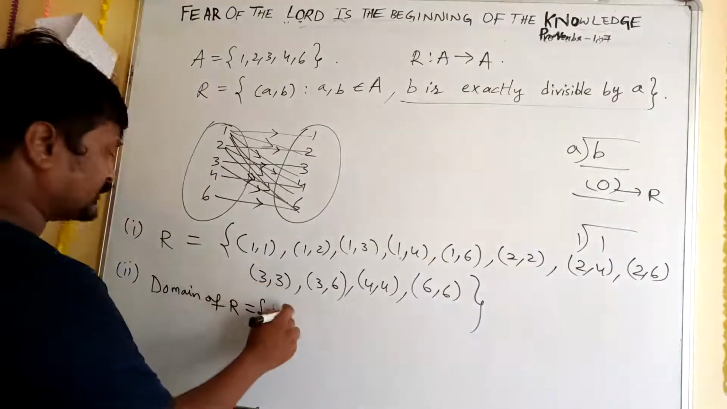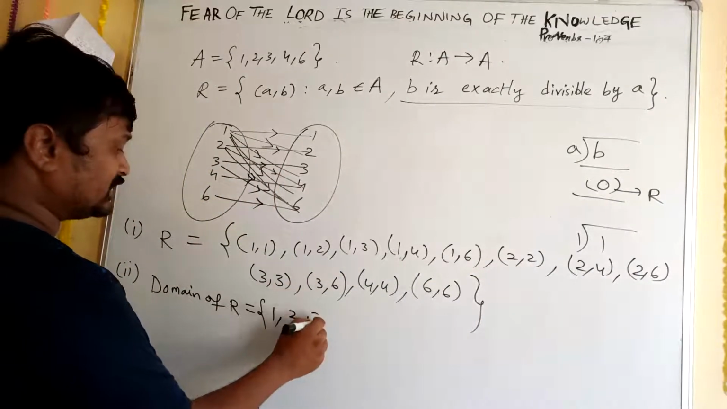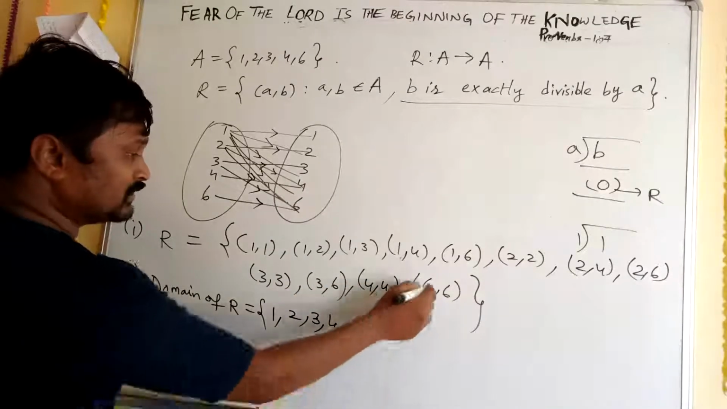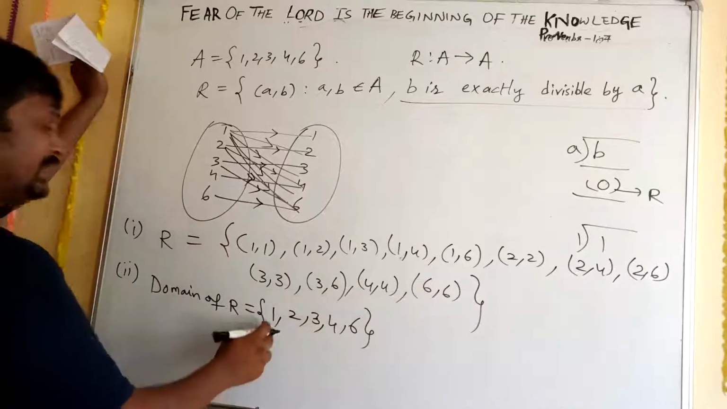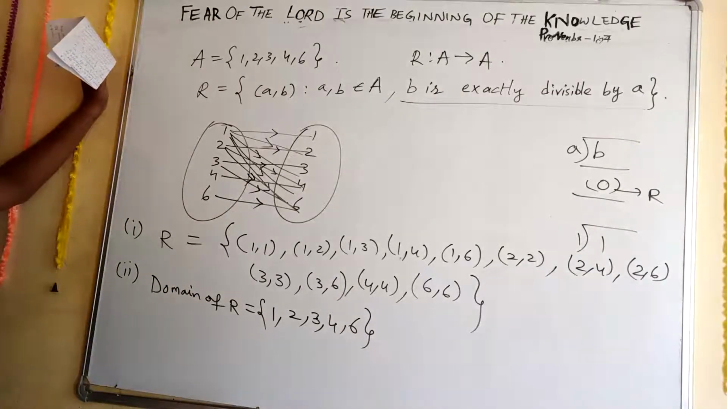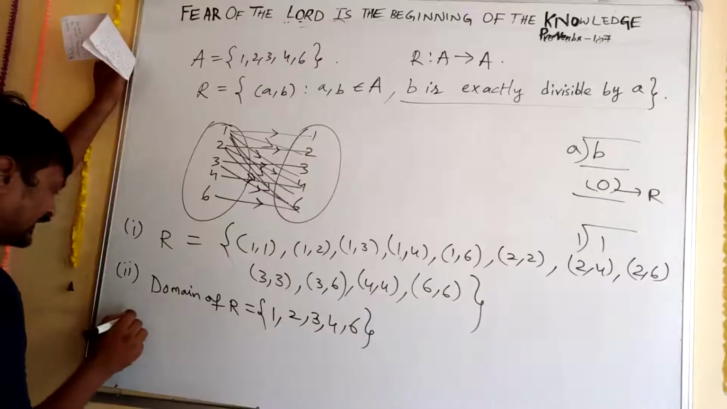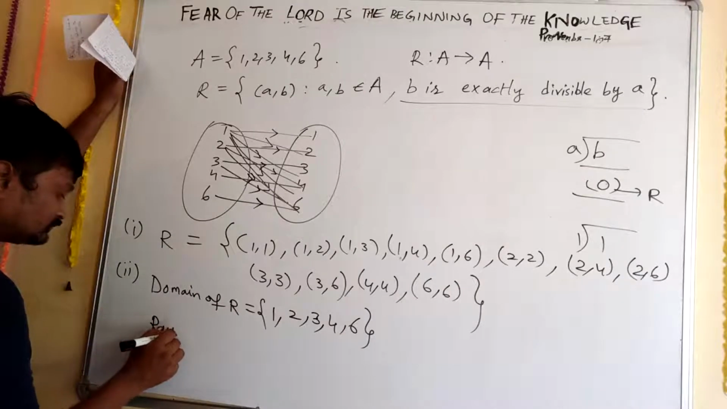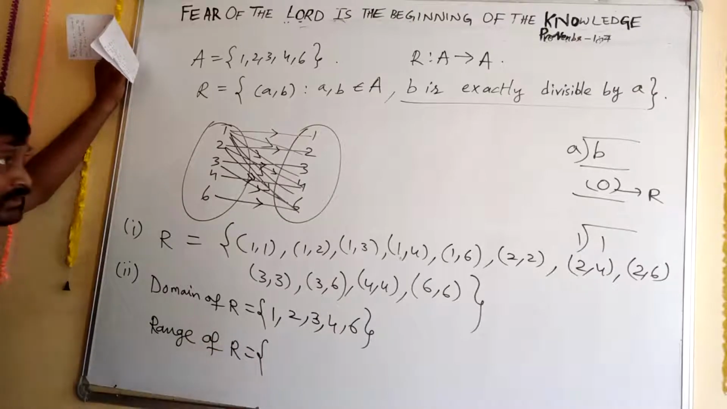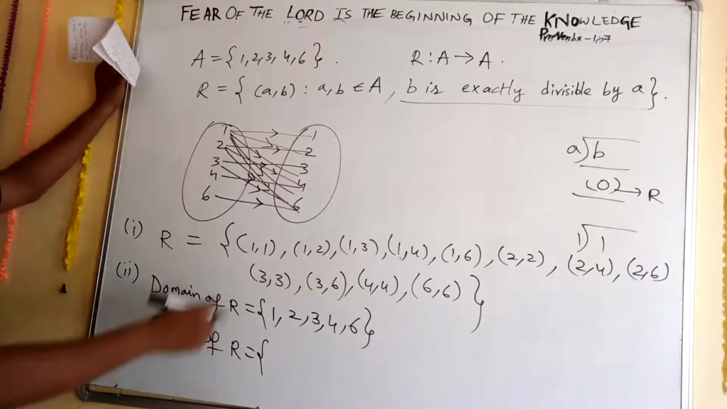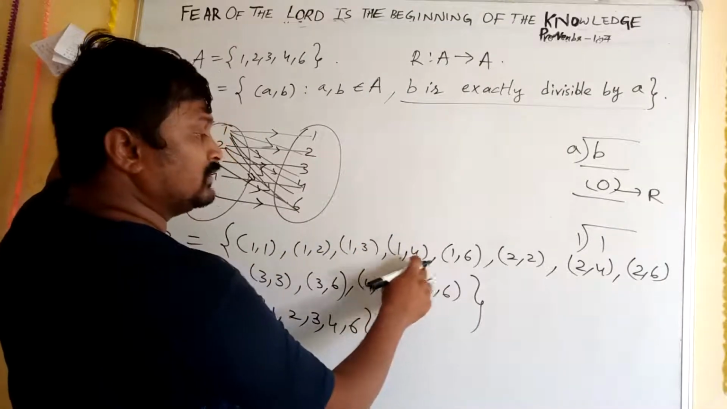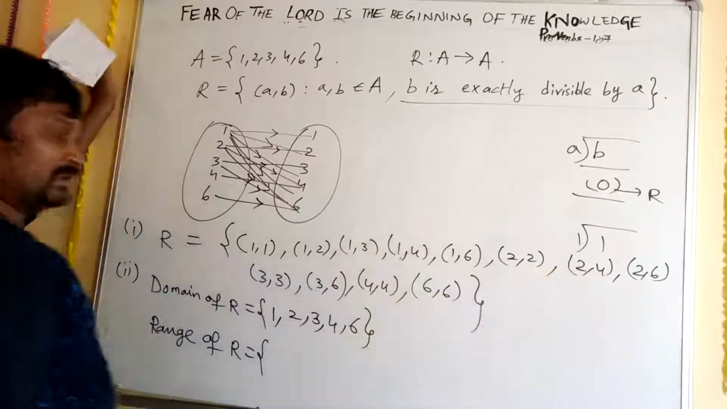Two, only two. Three, only three. Four, yes, only four and six. So 1, 2, 3, 4, 6 is nothing but your domain of R. And what about your range? So range of R also 1, 2, 3, 4, 6. All the places same method.